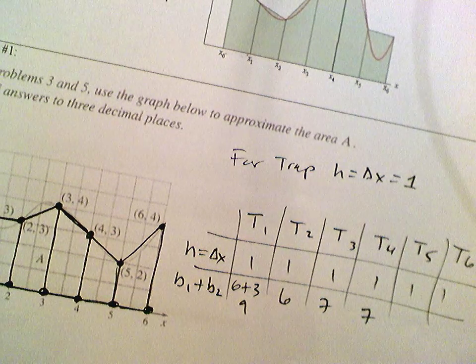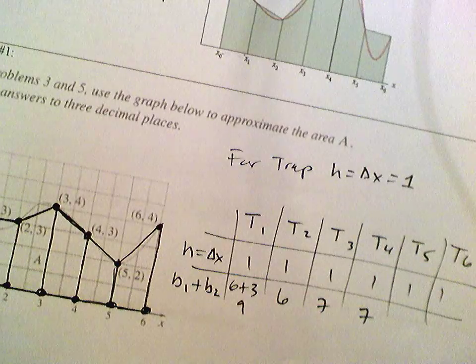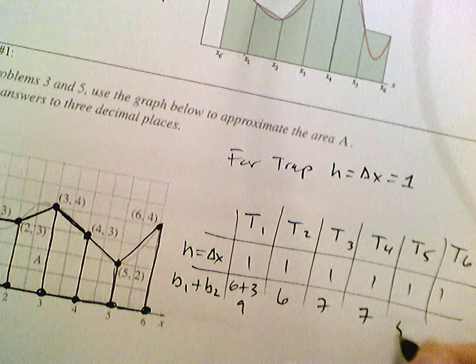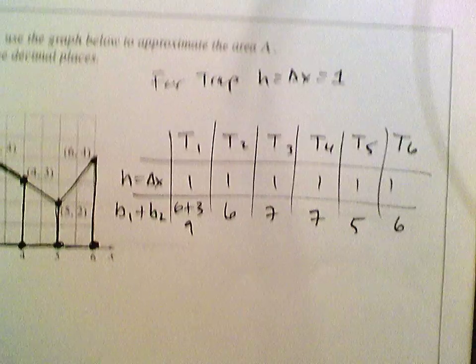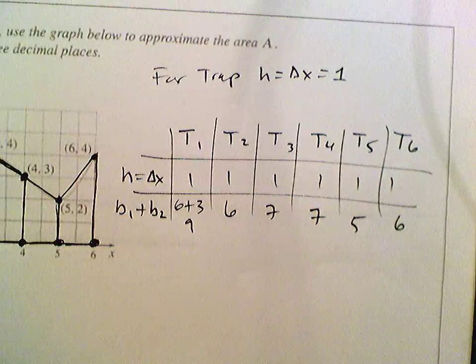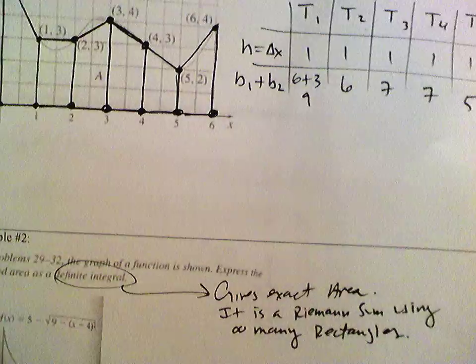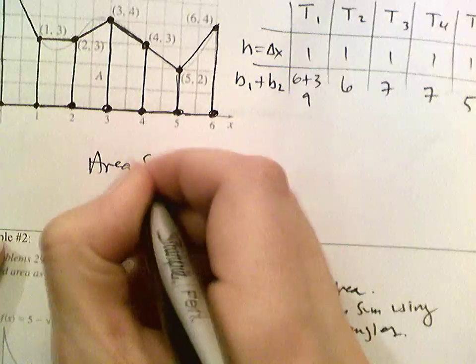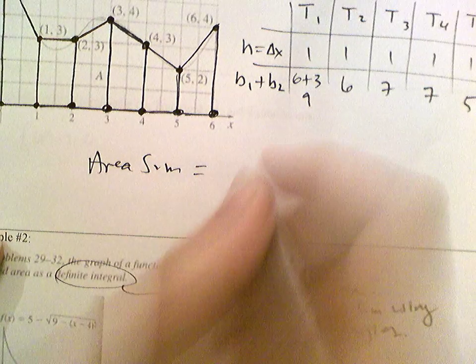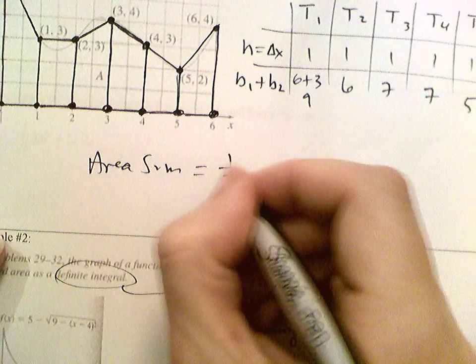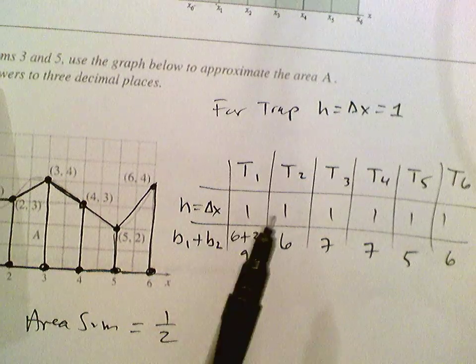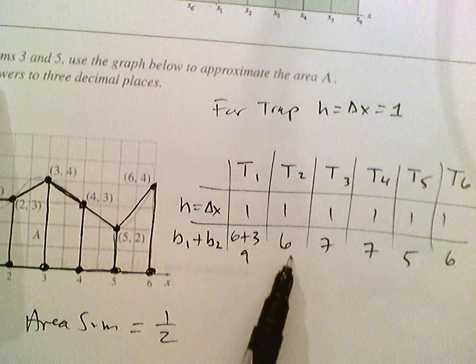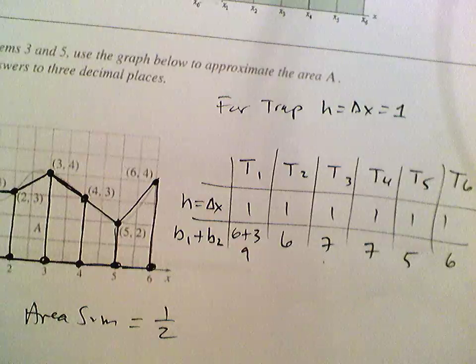Yep. For the fifth trapezoid, base 1 plus base 2 is 5, 3 and 2, and then 6 for that one. Oh, sorry. Okay, so the area sum is going to be 1/2, and just like we were doing for each individual trapezoid, you'd go 1/2 times 1 times this, 1/2 times 1 times that, 1/2 times 1 times that. But you don't have to do it like that.